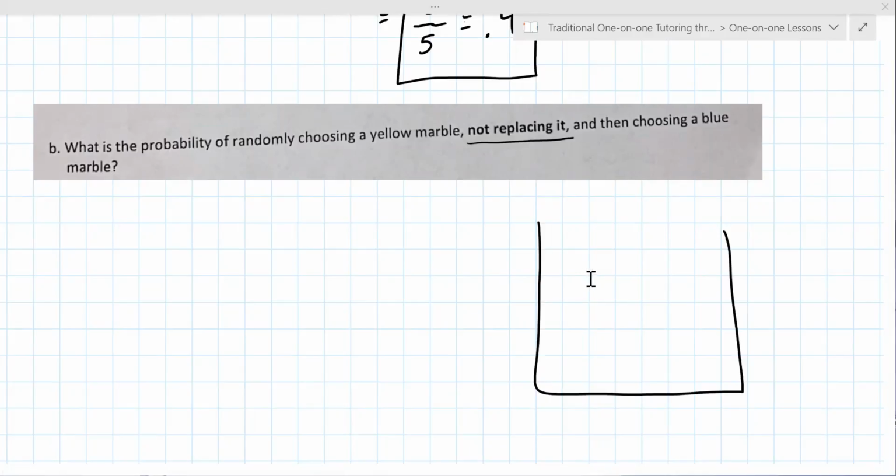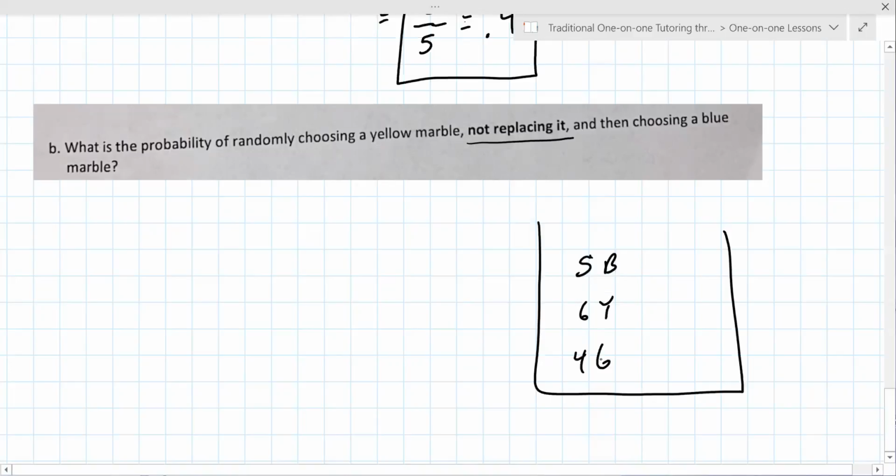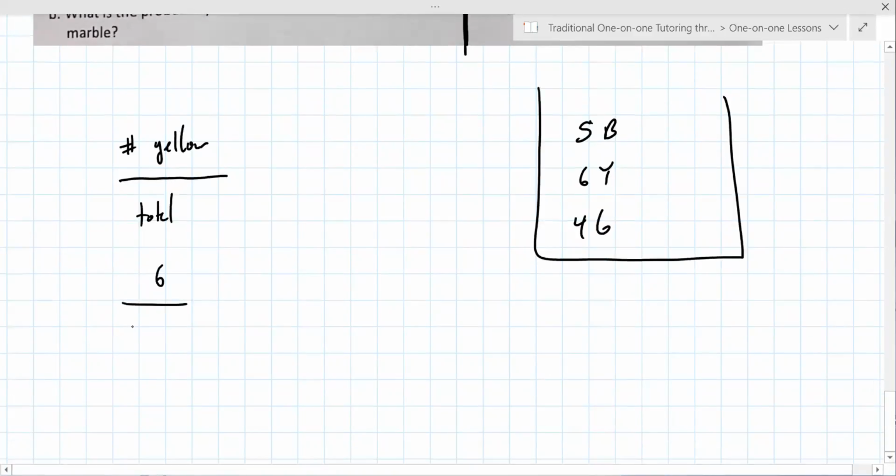So here we go. You've got 5 blue again, 6 yellow, and 4 green. We've got to do this in pieces. The first piece is the same as before: the yellow is the number of yellow divided by the total. So there are 6 yellow over 15.